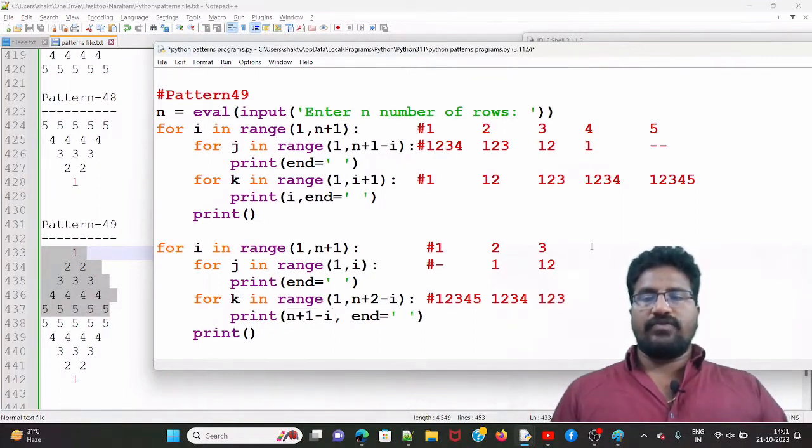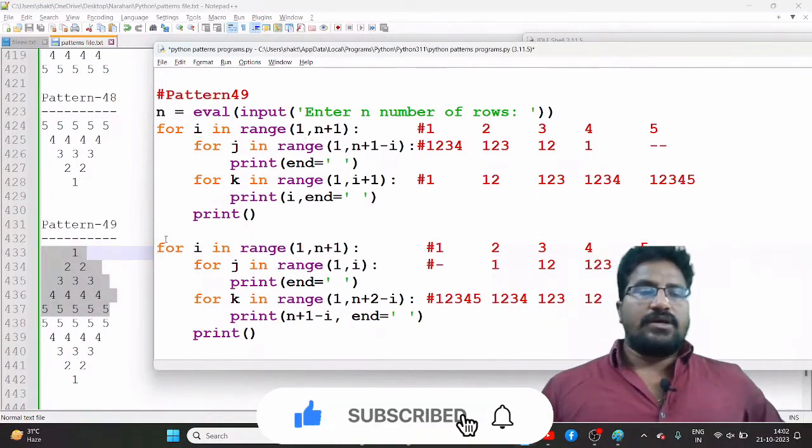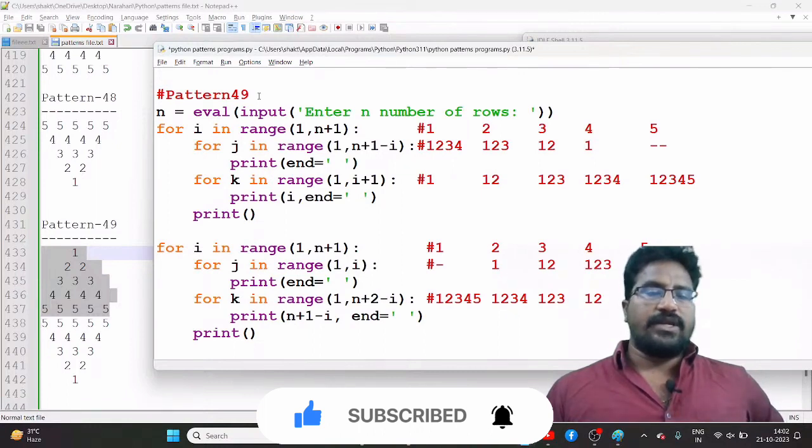Okay. When i value is 4, then j iterating 3 times, 3 spaces coming, and k, how many times coming here? k 2 times only. Those 2 times, what is displaying? 5 plus 1 is 6, 6 minus 4 is 2. 2 displaying 2 times. When i value is 5, then j iterating 4 times, means 4 spaces coming, and k iterating only one time. What displaying? 5 plus 1 is 6, 6 minus 5 is 1. So that 1 printing. Okay, all of you. So this is the one pattern of 49, guys, right?